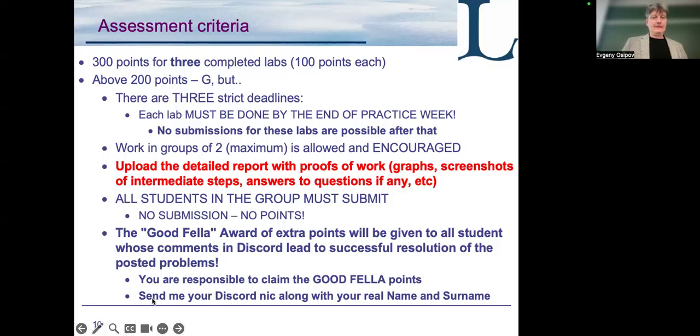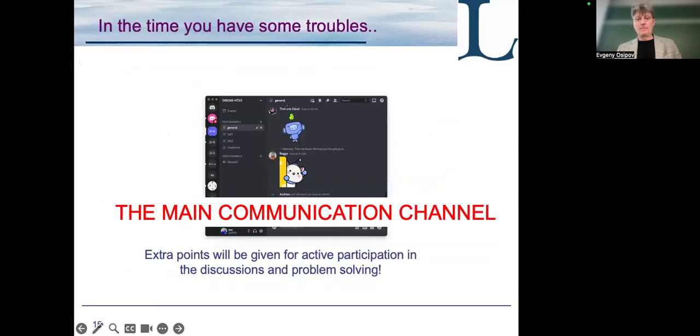Then, of course, during the course of doing the lab, you will have questions. Here I am encouraging you to assist each other. For this, you have our main communication channel. So if I can jump to here. How many of you have joined our Discord server? 1, 2, 3, 4. Okay, cool. The sooner you join, the better, because this is the main communication channel.